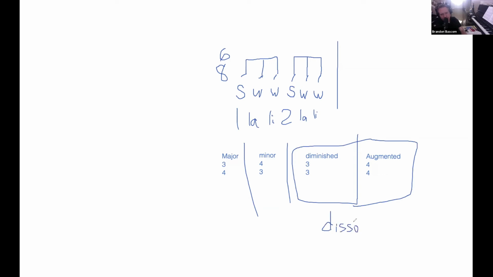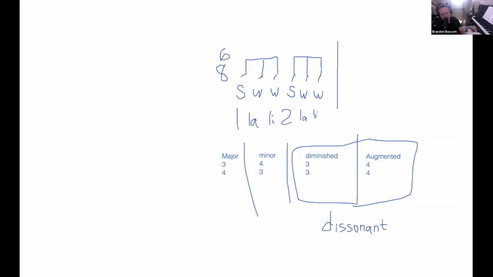The augmented and the diminished are dissonant. So you can ask yourself, is it dissonant? My lovely catchphrase that was made into a shirt, is it dissonant? And if the answer is yes, you know you either have diminished or augmented. And then you have to figure out where the two want to resolve to.